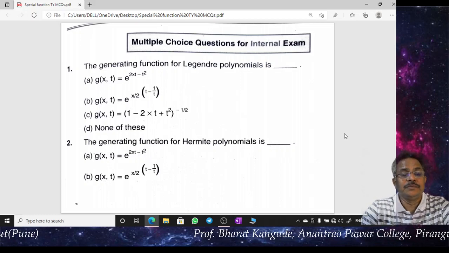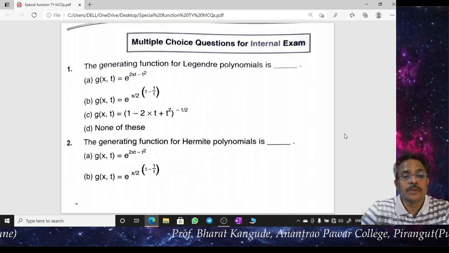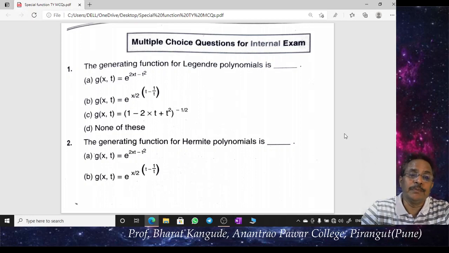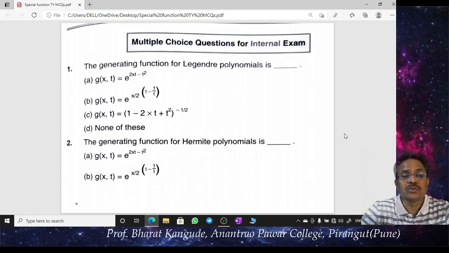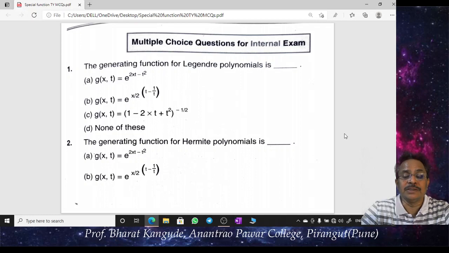Hello friends, for the TYBSc Physics, the paper Mathematical Methods of Physics of Savitribai Phule Pune University, Pune. Let's discuss a few multiple choice questions on chapter number 4, that is special functions.